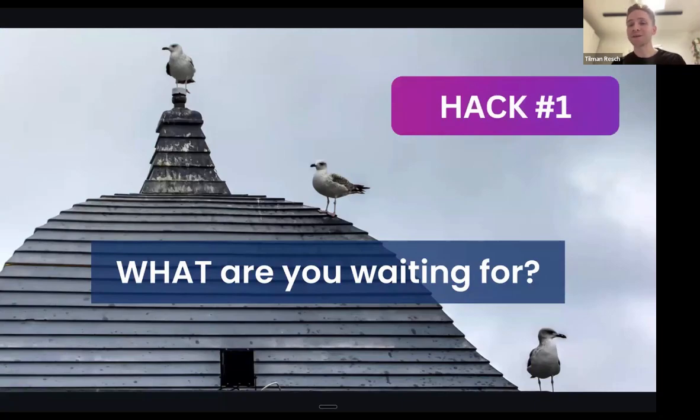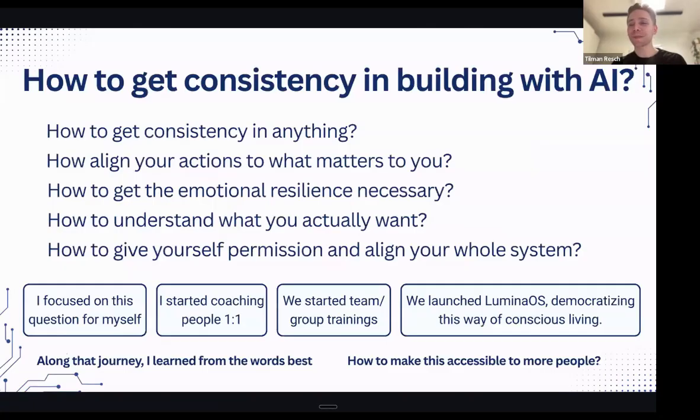And one hack that I want to show you is, so I'm not going to go through all of this in detail, but the question is, how do you get consistency in building with AI? How do you get consistency in anything? How do you align your actions with what is important for you? How do you get the emotional resilience that is necessary to follow through even on a hard day? How do you understand what you actually want? And how do you give yourself permission and align the whole system to really stay on track?